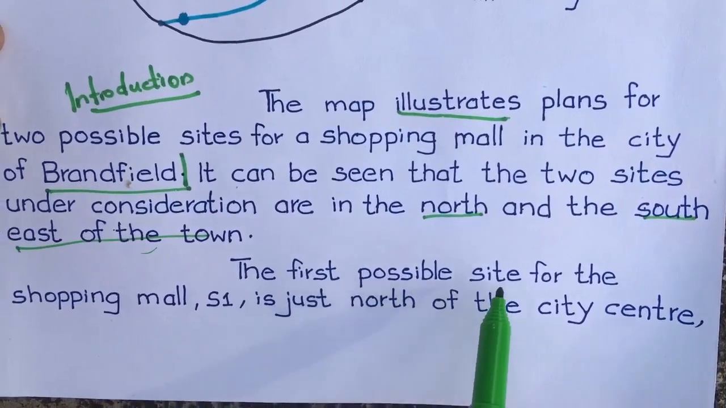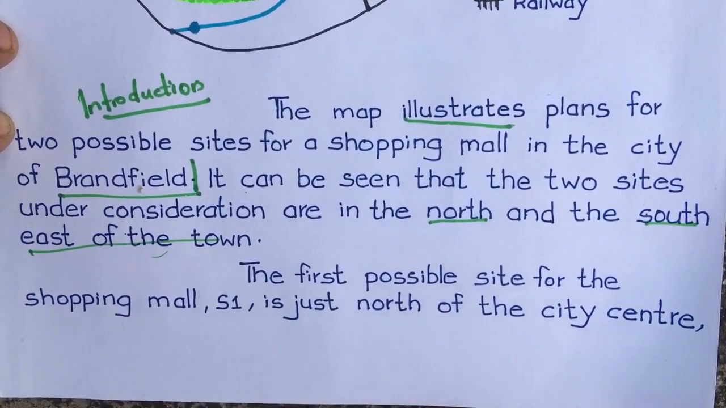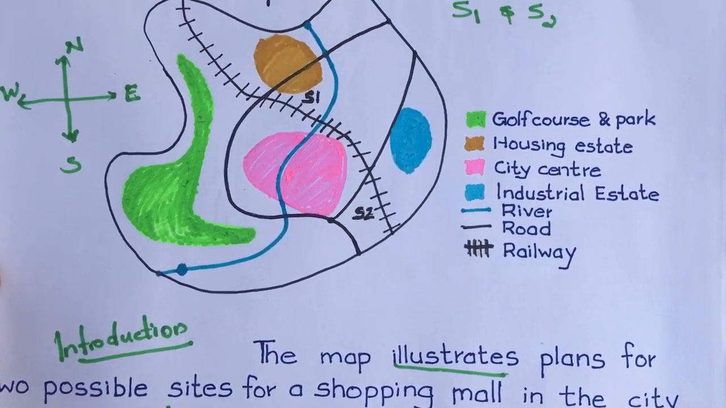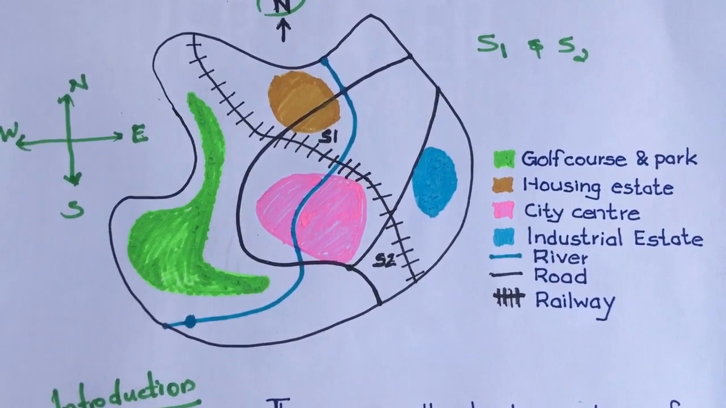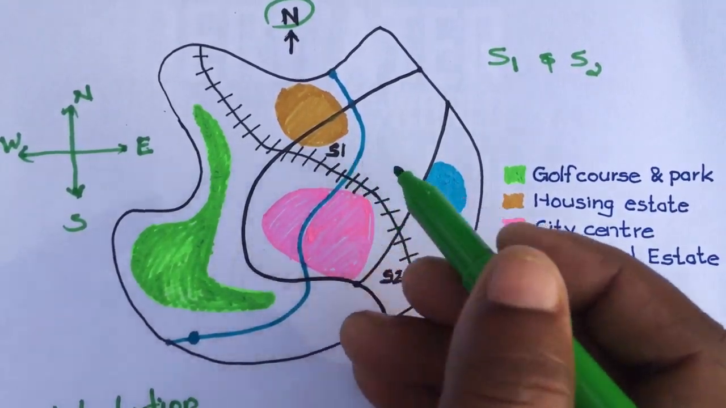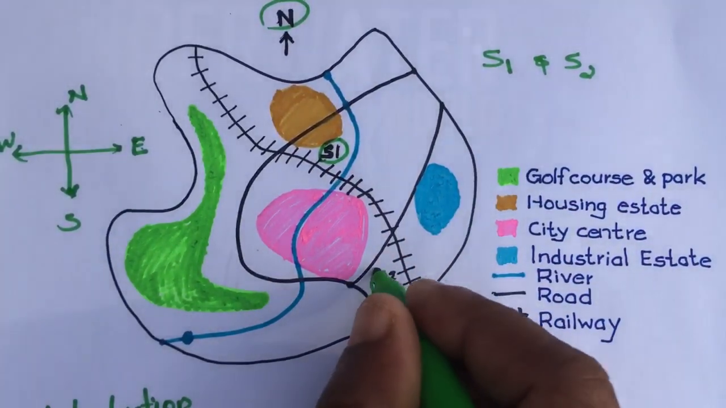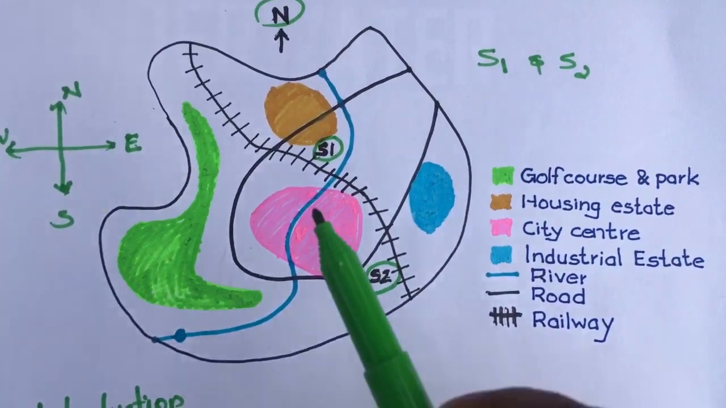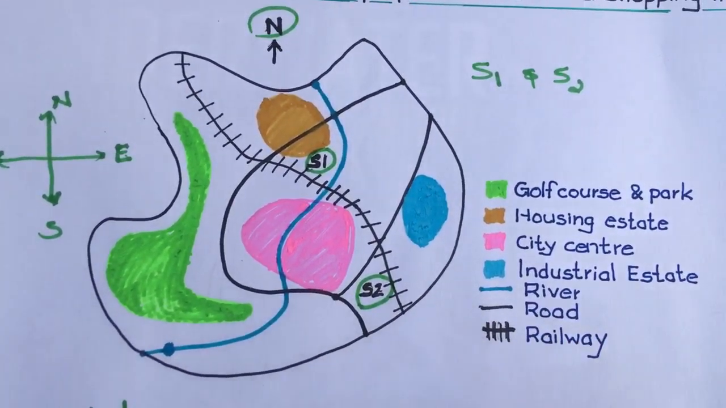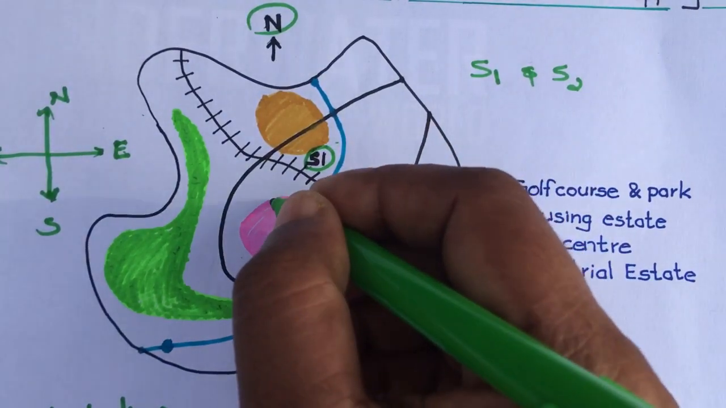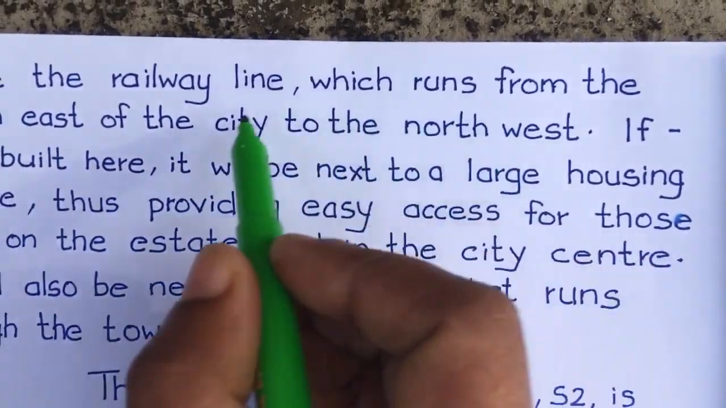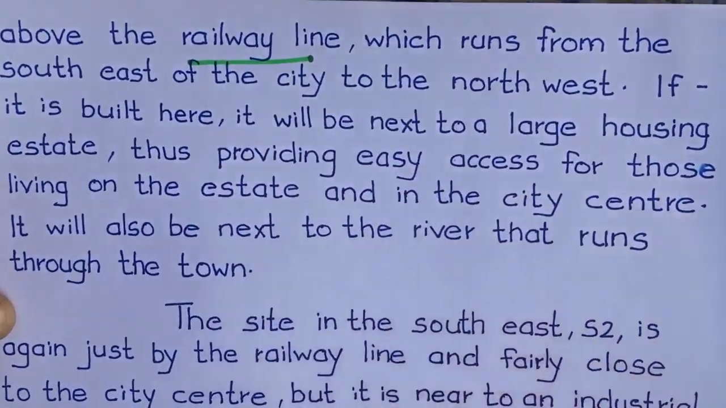The first possible site for the shopping mall, S1, is just north of the city center. What is the first possible site, where is it? S1 is just north of the city center. So this is the first place. Understand, this is S1 and this is S2. You must have noticed. It is just north of the city center. So this is the city center. So north of the city center, above the railway line which runs from the southeast of the city to the northwest.